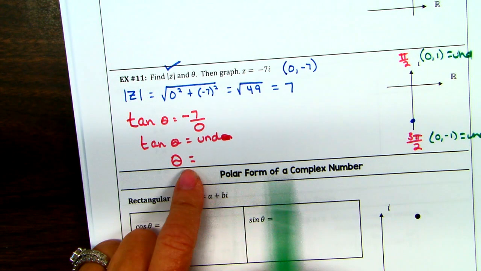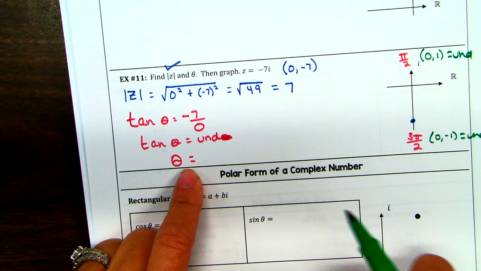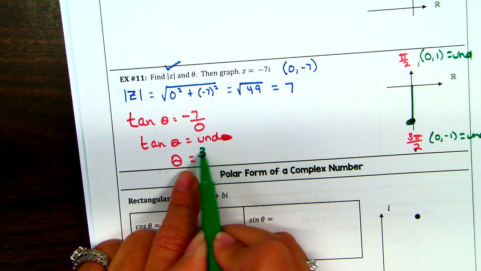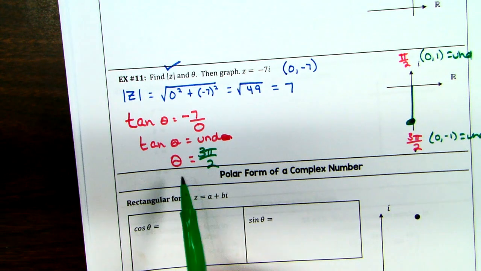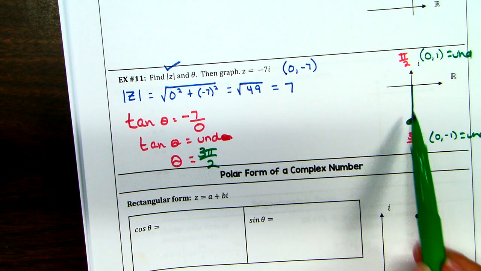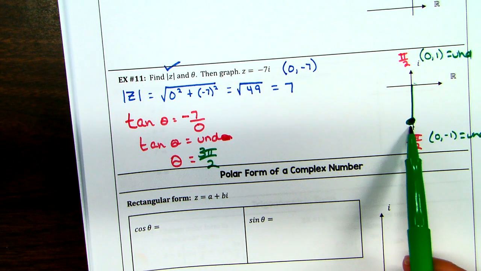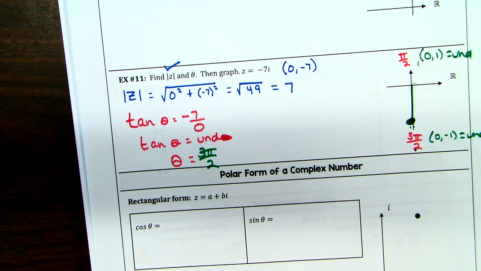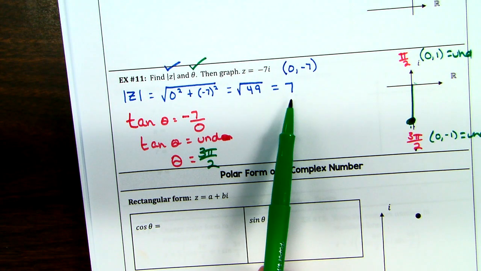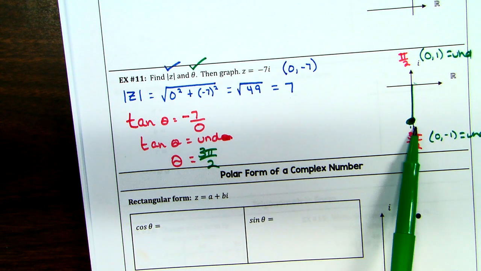So what would theta be for this question? Three pi over 2. What is the theta that has an undefined value for tan? That's down here at 3 pi over 2. How did I know it was this one and not that one? Because that's where my point is. Remember, the point on the rectangular and on the polar are in the same exact place. So that is our theta. So we found the radius, also known as the absolute value of z, also known as the hypotenuse, and we found theta for that point.